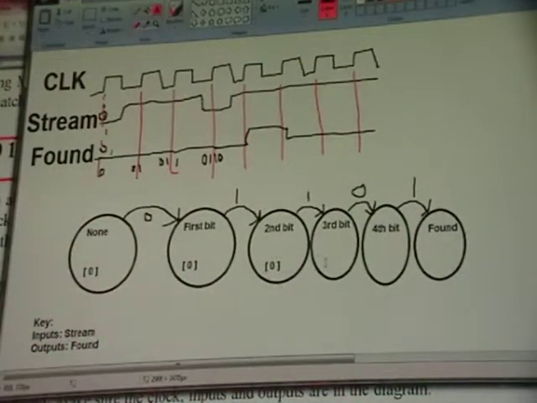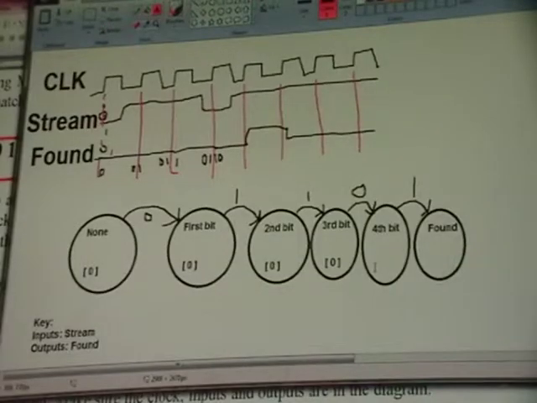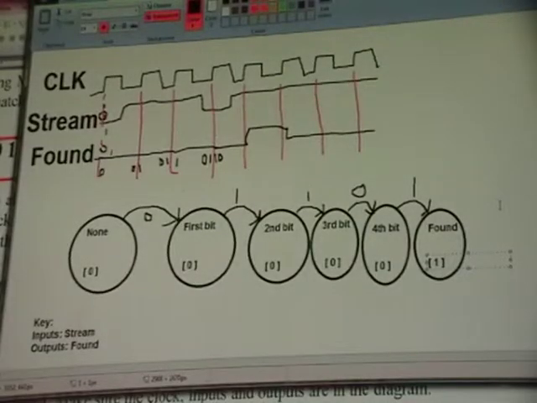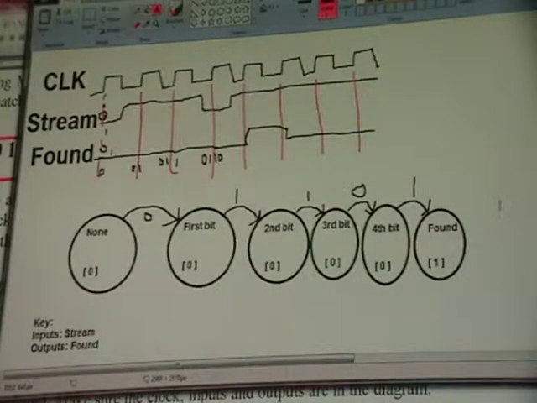Second bit means we haven't found the pattern yet, so the output will be 1. Same thing here, we haven't found the pattern yet, so the output's going to be 0. We haven't found the pattern yet, so the output's going to be 0. Same thing here, haven't found the pattern yet, so the output's going to be 0. And finally, over here, we've found the pattern, so our output is 1. Our circuit is going to tell us that, hey, we found the pattern. All right, okay.